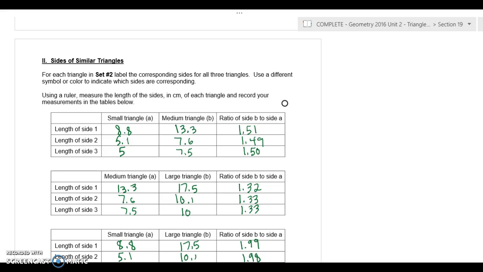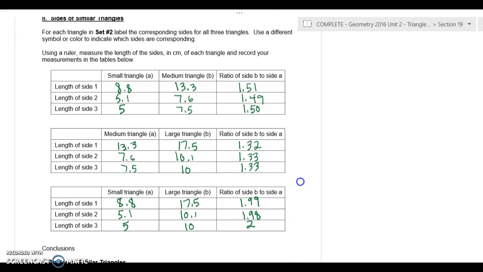But we want to find the ratio of the sides of B to A, so the medium triangle to the small triangle. It ends up turning out that we're very, very close to being the same throughout. We have 1.51, 1.49, 1.50. So it looks like the ratio of the corresponding sides is 1.5.